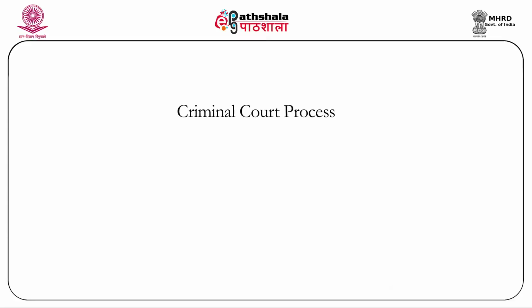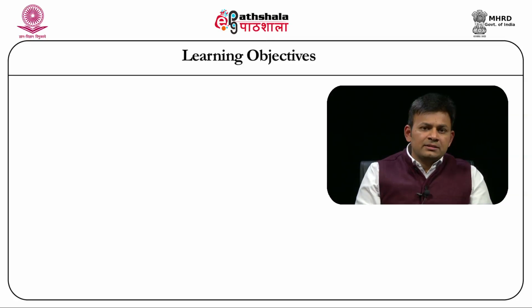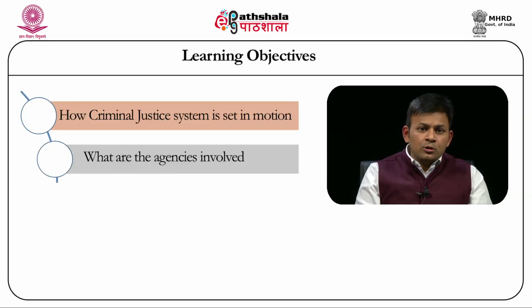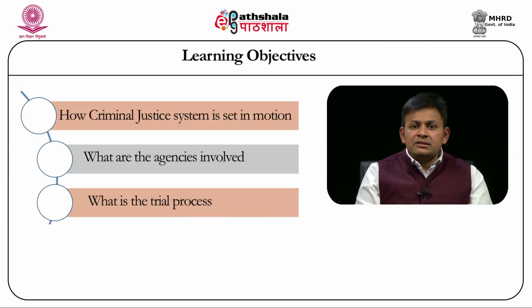Today we will be discussing the module Criminal Court Process. In this module, we intend to discuss the process undertaken by a court to adjudicate a criminal matter. Here we would be discussing how the criminal justice system is set in motion, that is, how one can invoke the criminal justice system. Secondly, what are the agencies involved in the criminal justice system? And finally, what is the trial process in the criminal court process?